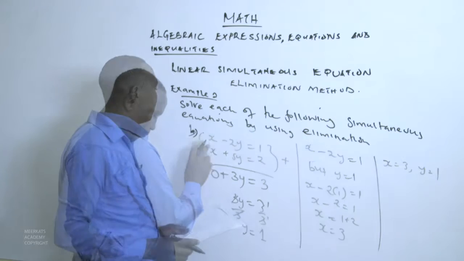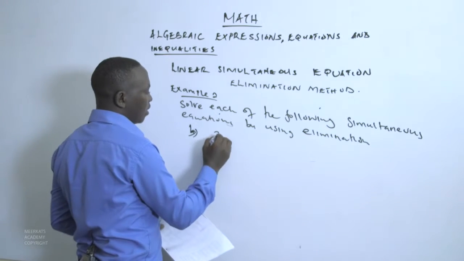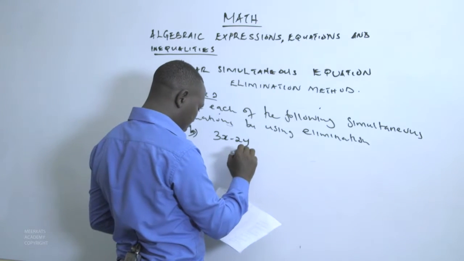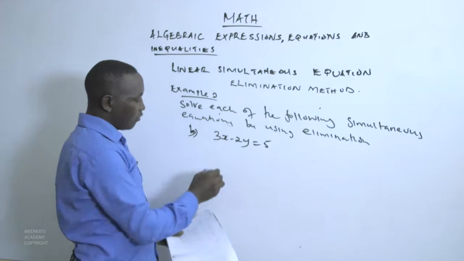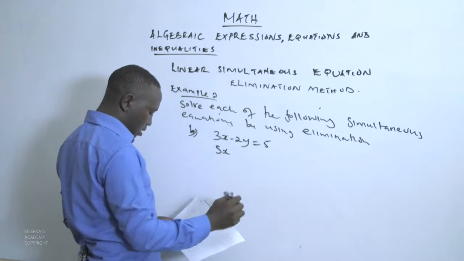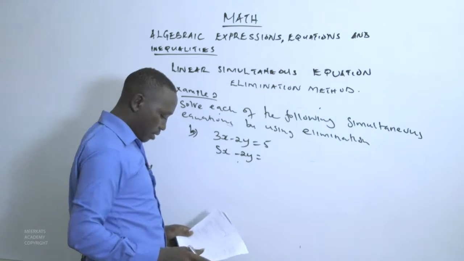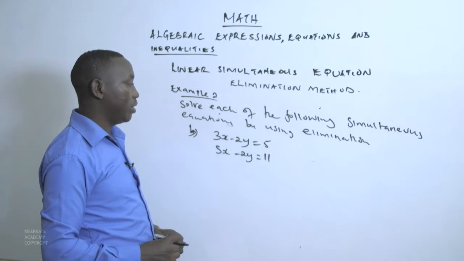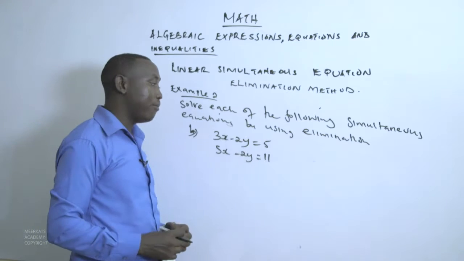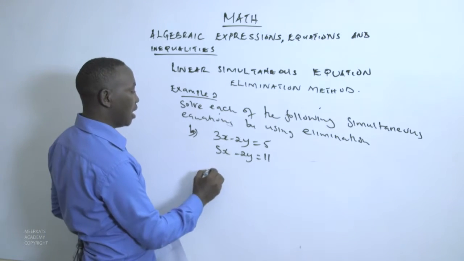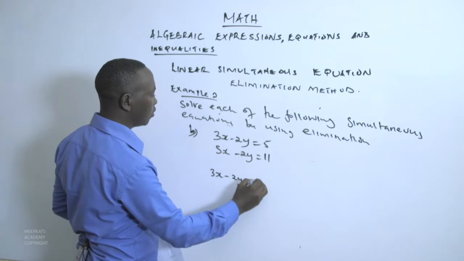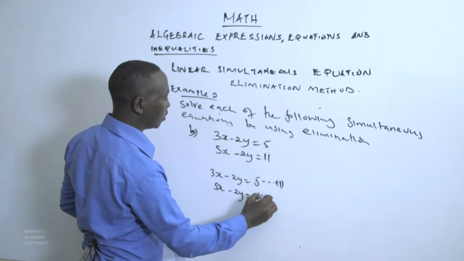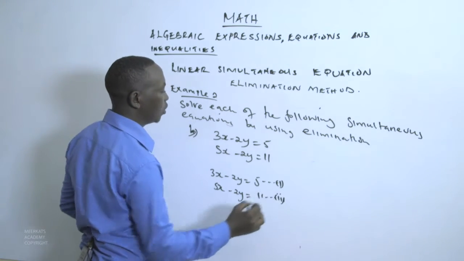Example B: 3x minus 2y is equal to 5, and 5x minus 2y is equal to 11. Again, this is a pair of simultaneous equations. We want to use the elimination method to solve it. Now we have 3x minus 2y is equal to 5, that is our equation 1, and 5x minus 2y is equal to 11, this is our equation 2.